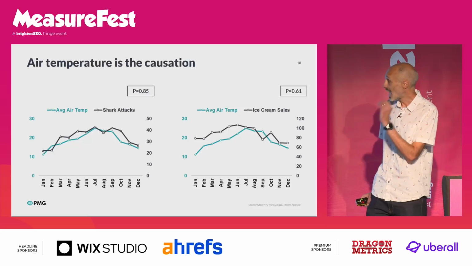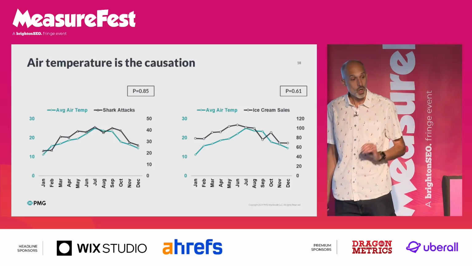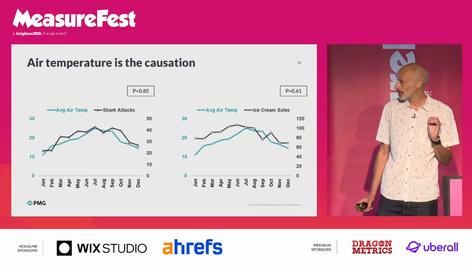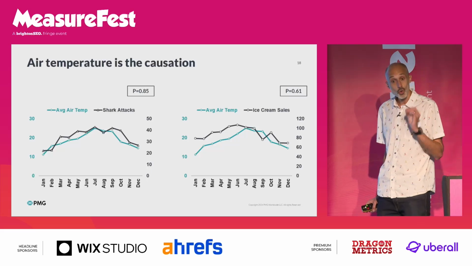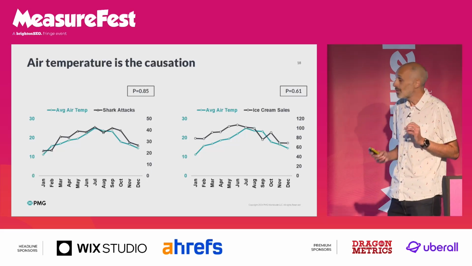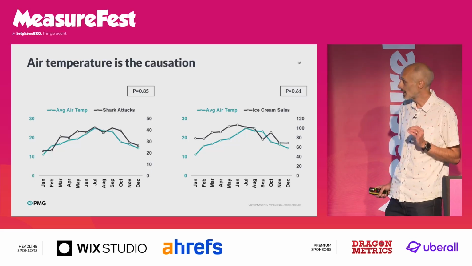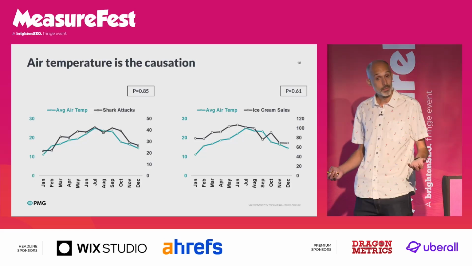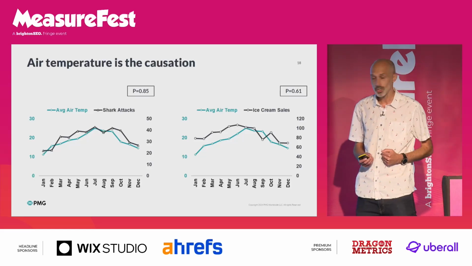When we plot average air temperature alongside our shark attacks data, we see a very strong correlation. We run the Pearson score, it returns 0.85 to back that up. And this makes sense. As the average air temperature increases, we're more likely to go and swim in the sea, putting us at increased risk of being attacked by a shark.